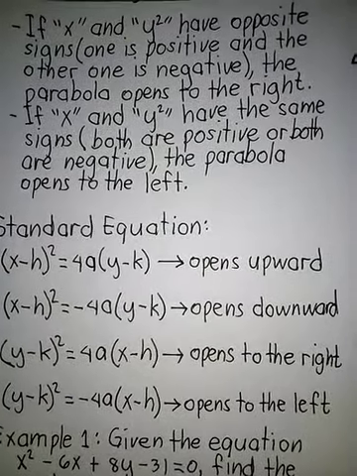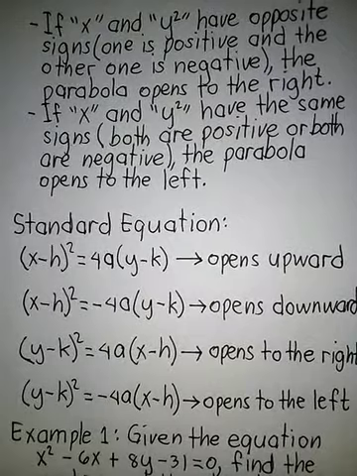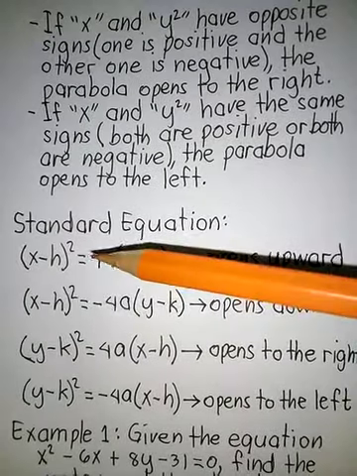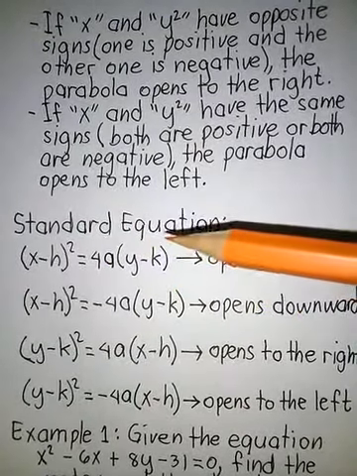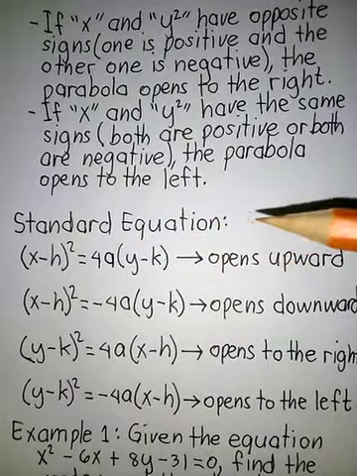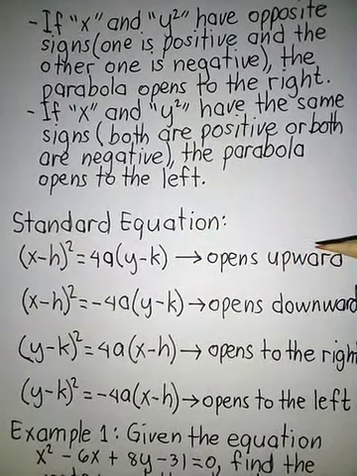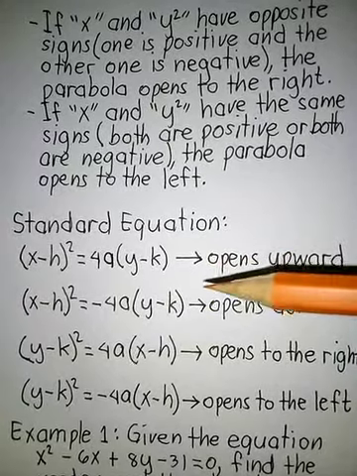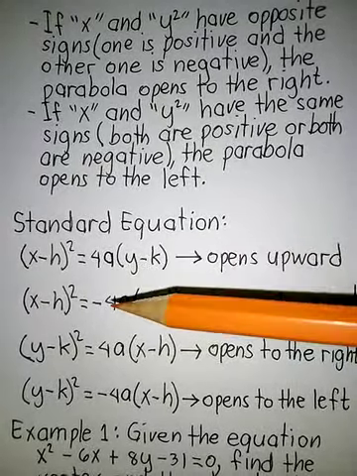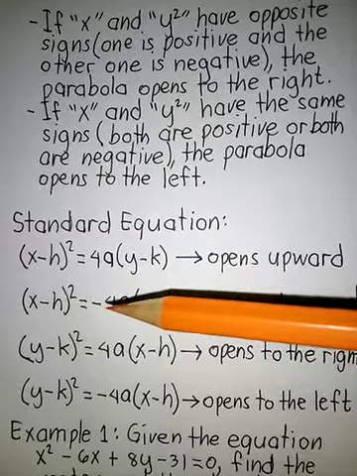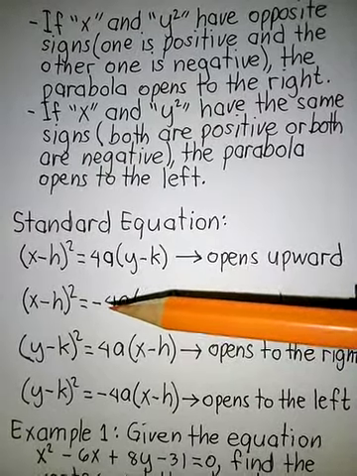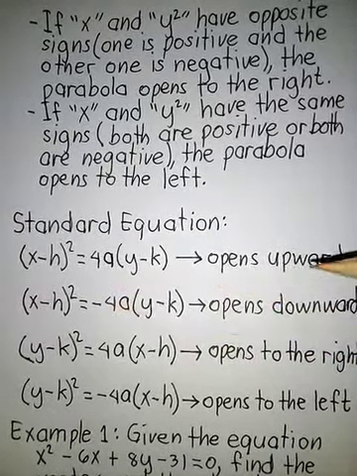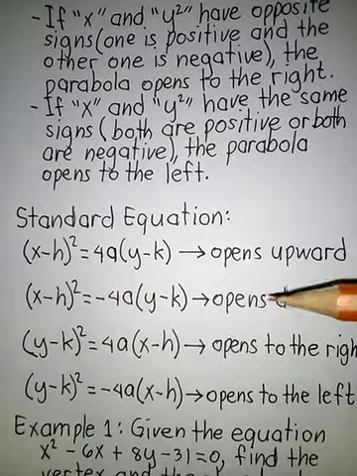In this standard equation, x minus h squared is equal to 4a multiplied by y minus k. This equation of parabola opens upward. As you can see, the only difference here is the negative sign. If there is a negative sign in 4a, the parabola opens downward.